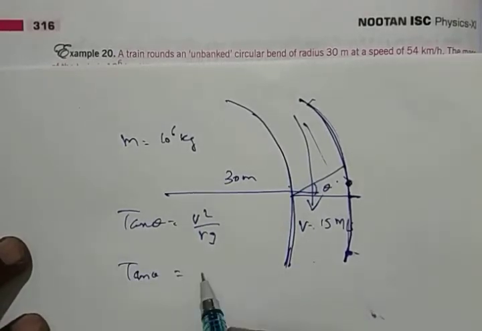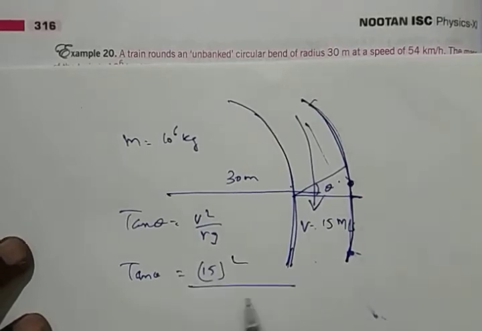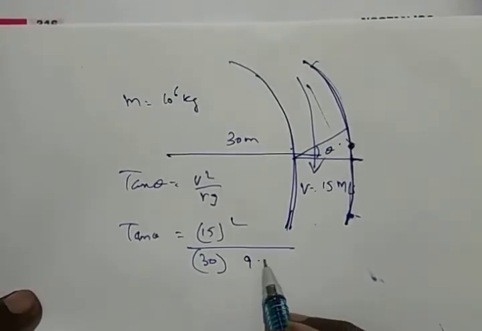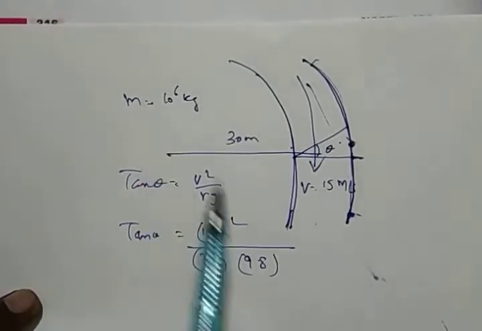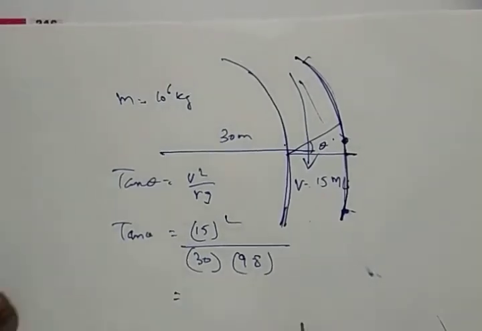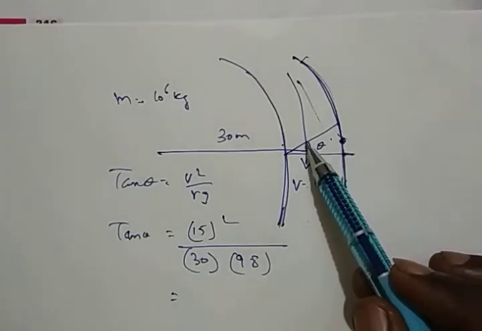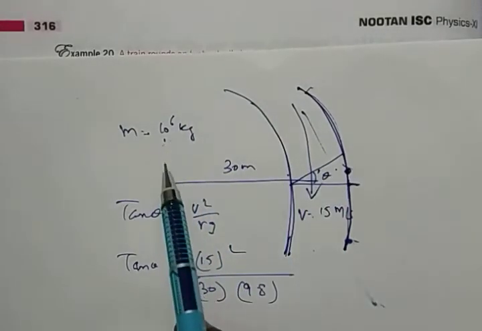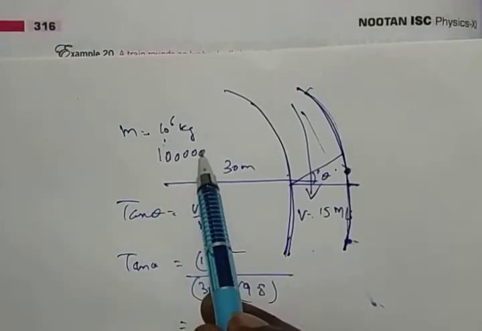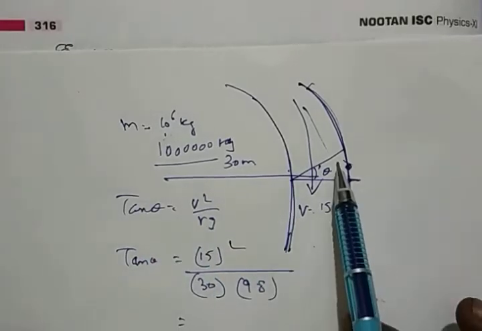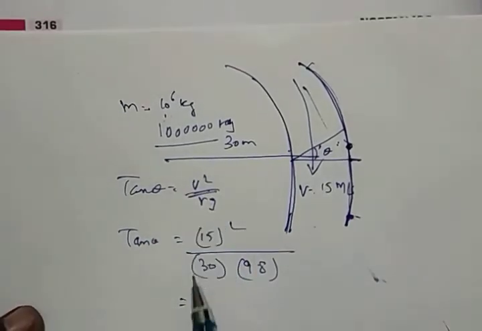Okay, so velocity is 15 squared, upon radius 30, and then g, what is g? 9.8. Now mass is given, but mass has nothing to do with it here. You just put these values, you will get this. Listen here, it is very important to see this. You could have a small tiny vehicle coming with less mass. You can have a huge mass like 1 followed by 6 zeros kg also coming. It is immaterial. The angle of banking depends upon the velocity only.